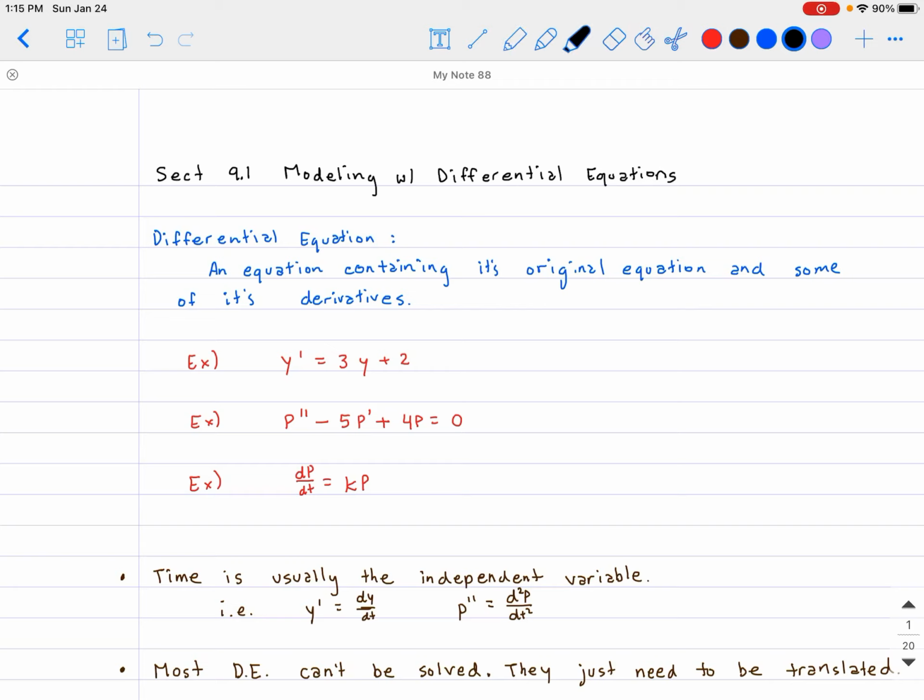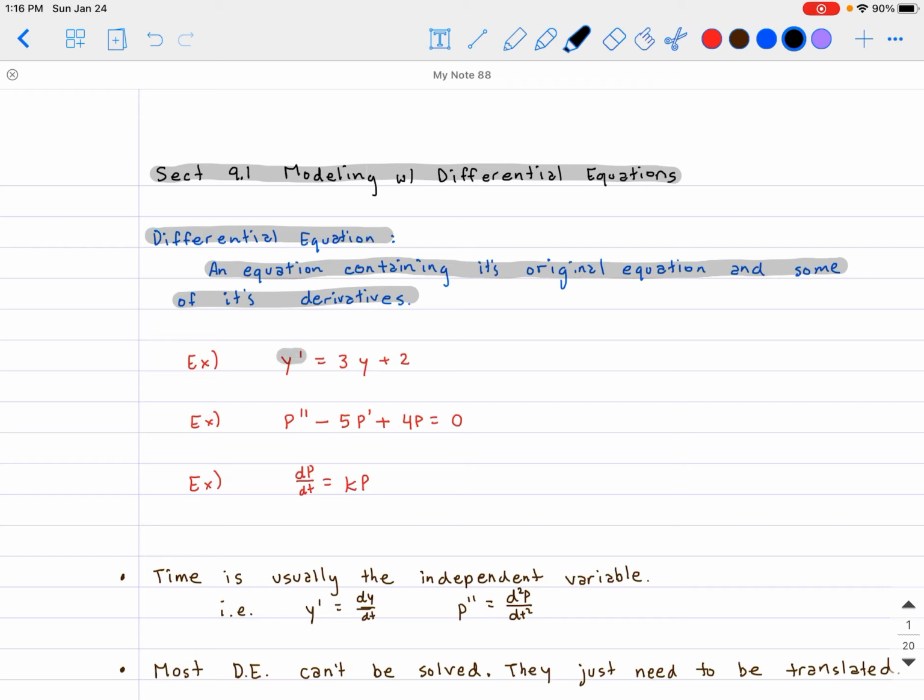Okay. So this entire chapter is on something called differential equations. So modeling differential equations. This first section is going to be kind of like an introduction in a way. Back in chapter 3, a long time ago, we defined a differential equation. A differential equation is defined as any equation that contains its original equation and some form of its derivative. So, for example, underneath right here, there are some examples of differential equations.